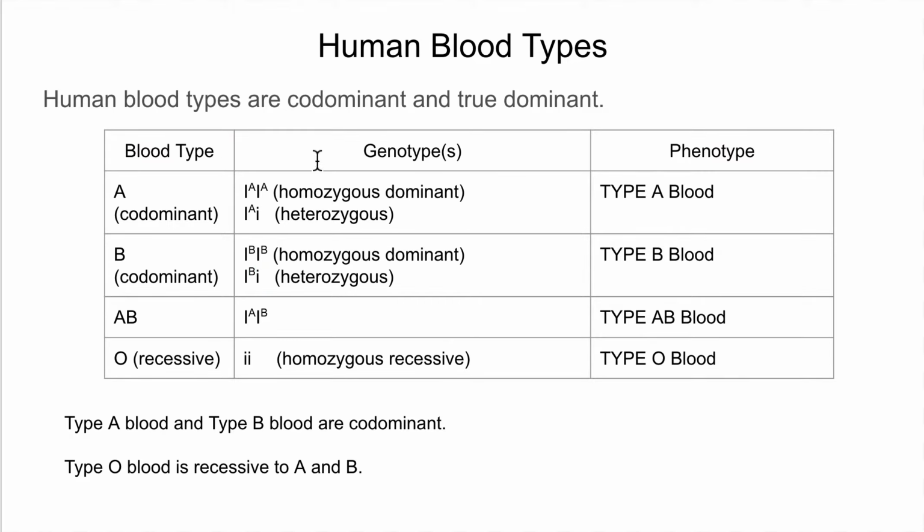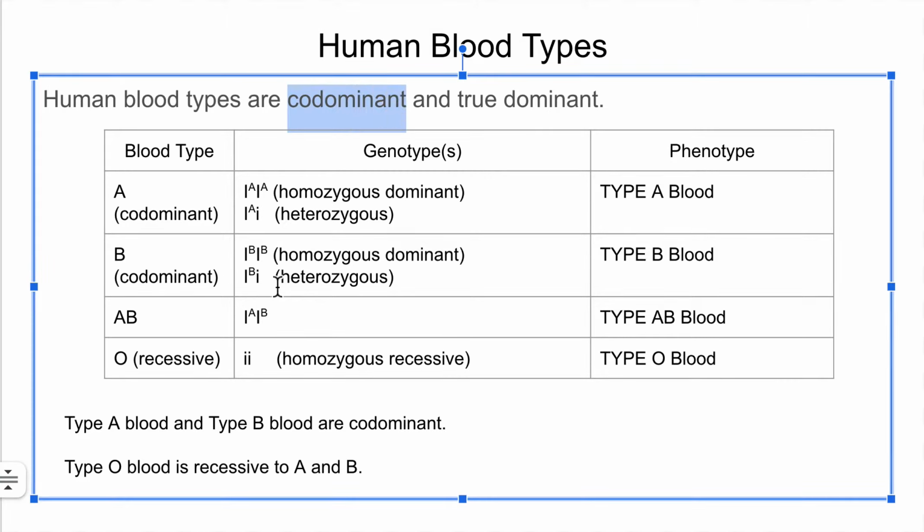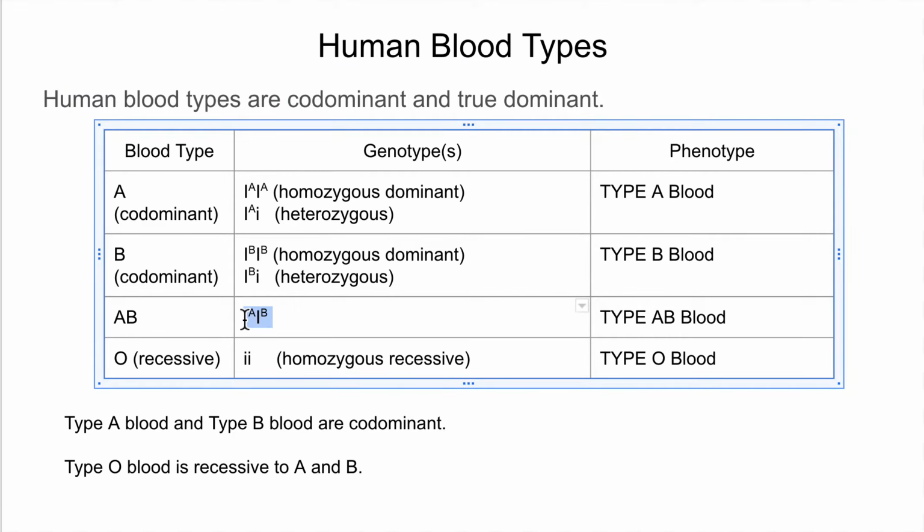Now, when I mix type A and type B, they are both dominant. They are codominant, so I will see both traits. So I could have type AB blood. Uppercase I with an A, uppercase I with a B, that would be type AB blood. It has two dominant versions of the gene. They just happen to be different versions, but I see them both, type AB blood.